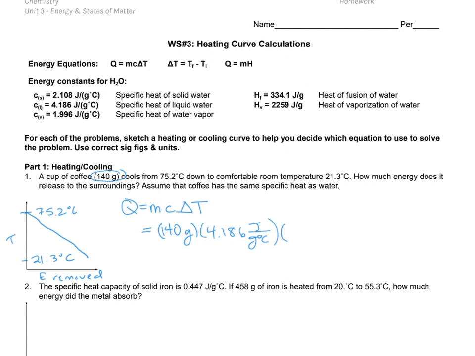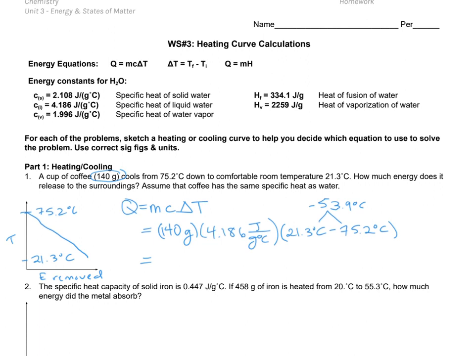And then our change in temperature is the final minus the initial temperature. So our final temperature was 21.3 degrees Celsius, and our initial temperature is 75.2 degrees Celsius. And when we subtract these, we will get negative 53.9 degrees Celsius as our change in temperature. Notice it is negative because the temperature is going down. If the temperature were going up, it would be positive. So for our final answer, we do 140 times 4.186 times negative 53.9.